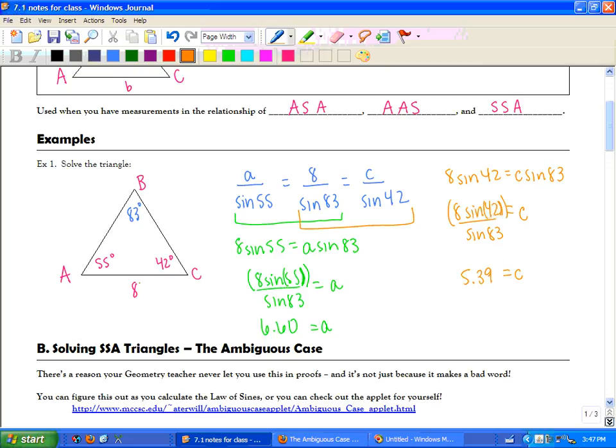5.39. And again, if you want to check your answer, since 42 is the smallest angle, little c should be the smallest side, which it is, and then B is the largest angle, and 8, sorry, is the largest side.